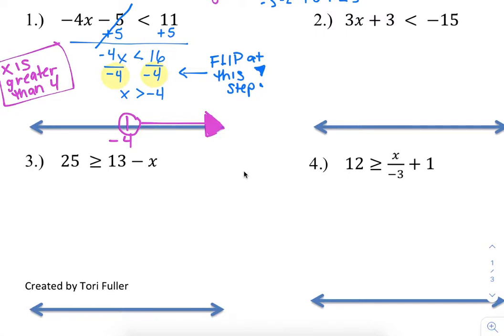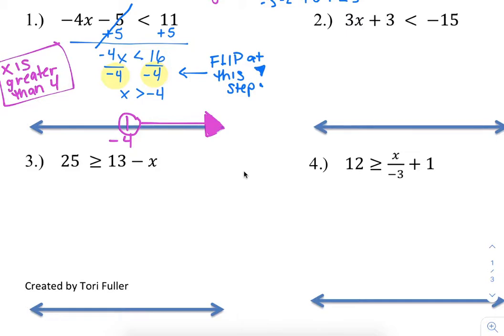So notice I didn't erase it on the top part of the problem. I am only going to be changing it right there. Okay, so I changed my answer. I changed my inequality to the other way. It says x is now greater than -4. I got that -4 by doing 16 divided by 4.